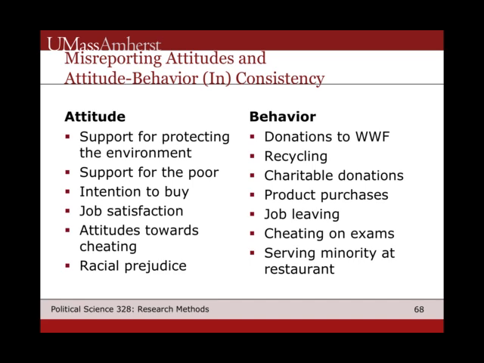Now, one does have to think carefully when you think about what it means to misreport an attitude when you find things like attitude-behavior inconsistency. So saying that you support protecting the environment or you support the poor, or intention to buy in the case of some marketing surveys, might not be the same as whether or not you actually make donations to the World Wildlife Fund or you actually recycle or you actually make charitable donations. So people might say they have a very negative attitude towards cheating and still be willing to cheat on an exam. I mentioned before the issue that people who say they are quite prejudiced might still be willing to serve a minority in a restaurant. People, on the other hand, who say they aren't prejudiced might not be willing to, right? So you often have this attitude-behavior inconsistency.